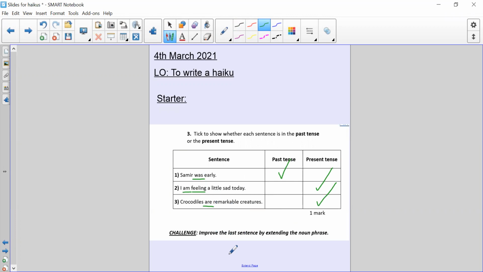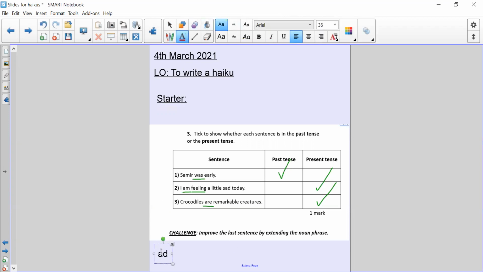As a challenge, can you improve the last sentence by extending the noun phrase? So could you add another adjective to describe crocodiles, to write an adjective, and then the noun, which would be creatures. Okay.